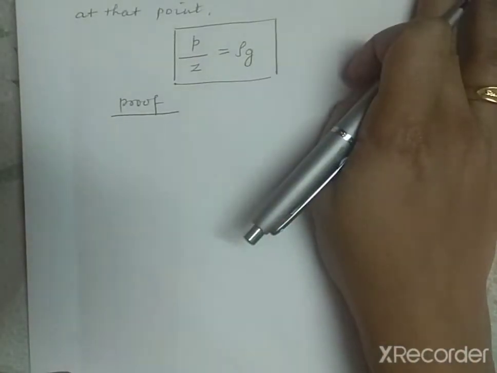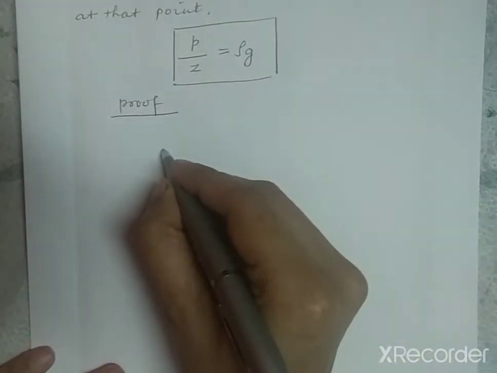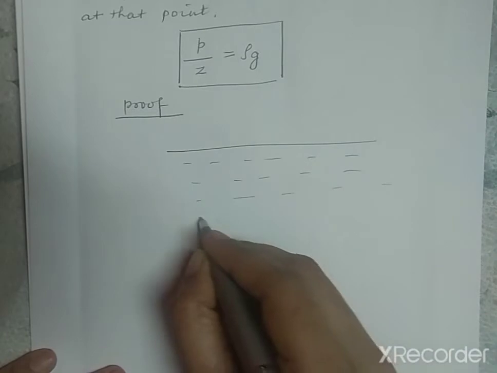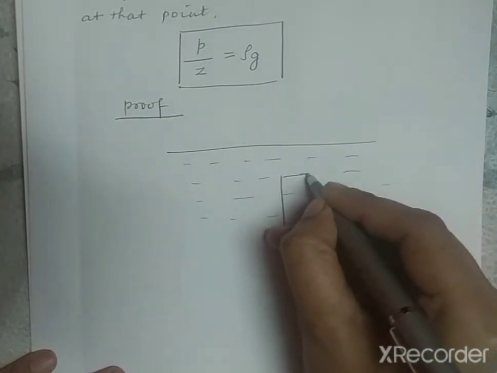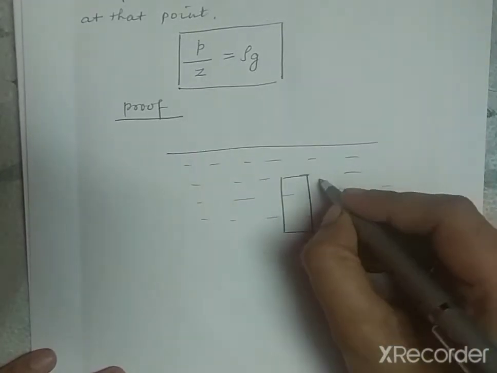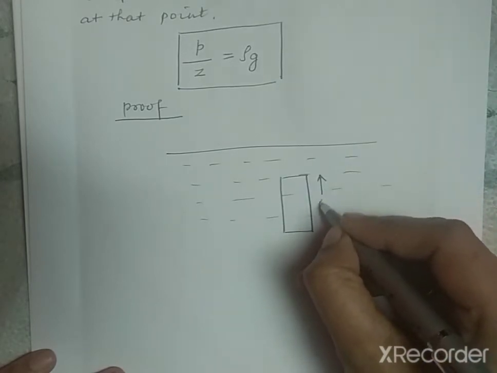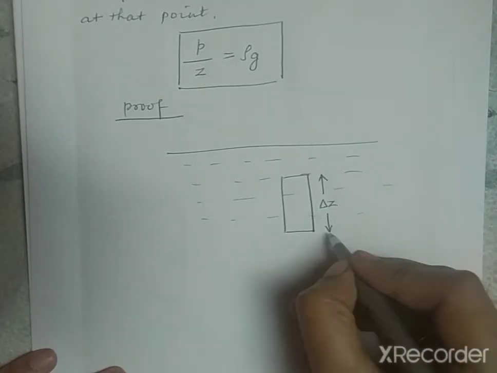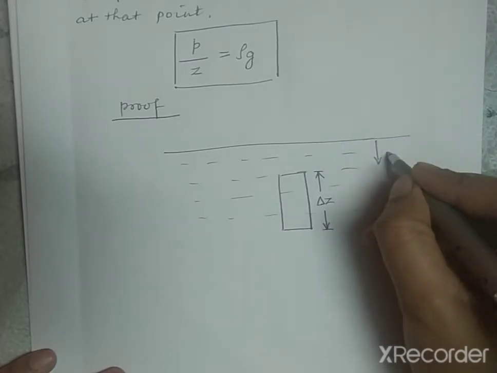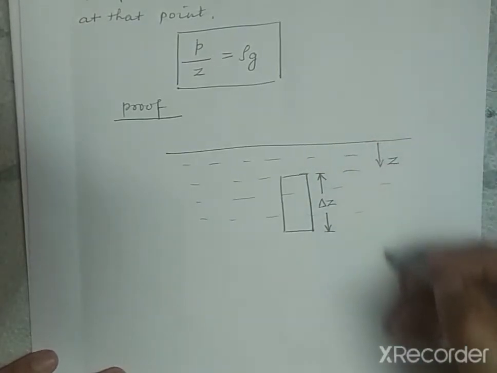For proving that, I am taking a fluid element, a very small fluid element. Let the height of this particular element be delta z. This is in the vertically downward direction and the variable I have chosen is z, so it is increasing as we go in the downward direction.